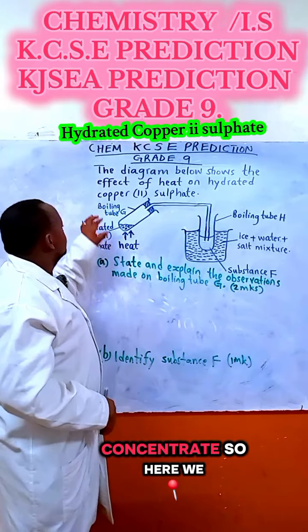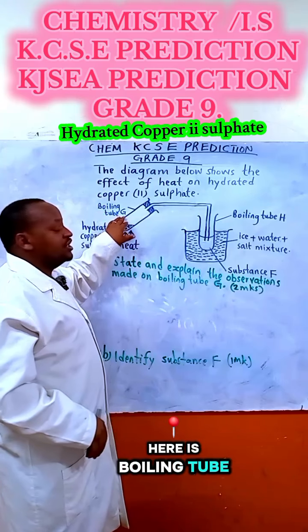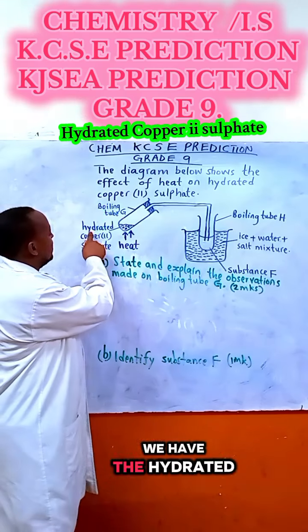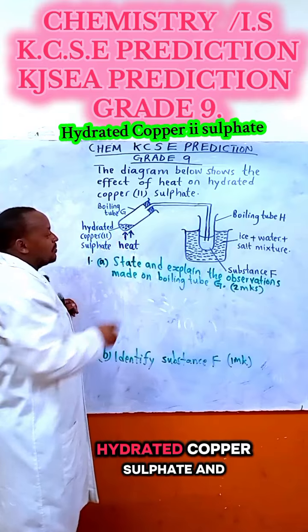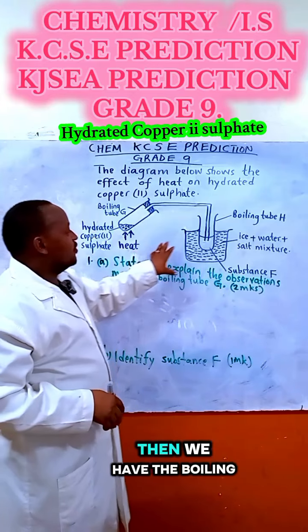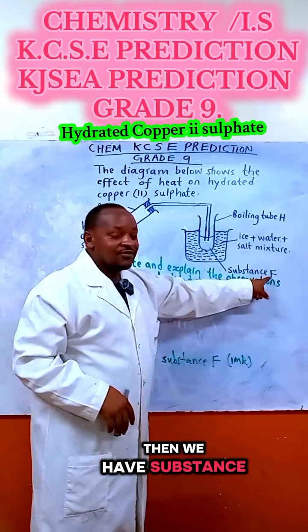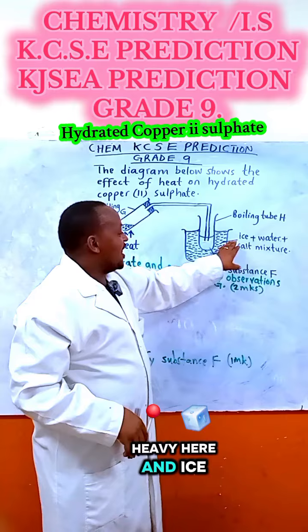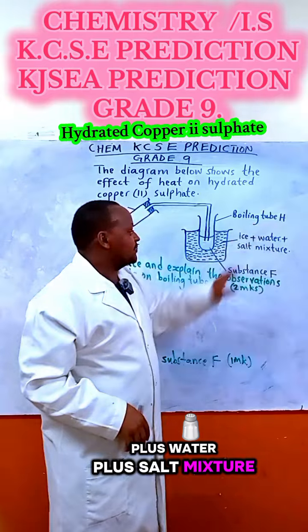So here we have the boiling tube. You can see it here. It is boiling tube G. We have the hydrated copper-2 sulfate. And then we have the boiling tube H. Then we have substance F here, and an ice plus water plus salt mixture.